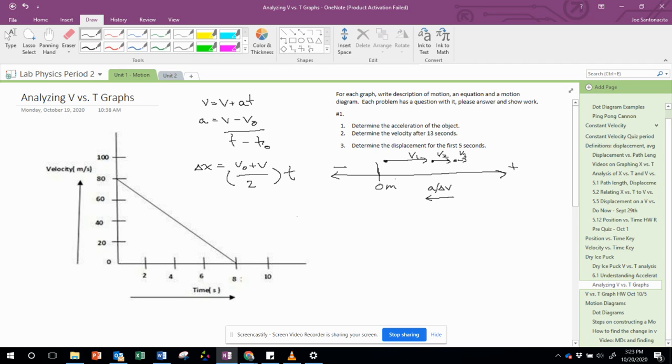That's my motion diagram right there. I can see clearly that it is decreasing velocity. The velocity arrows are getting smaller, but they're still positive, and it's still moving to the right the entire time.